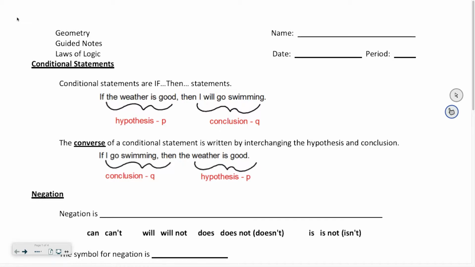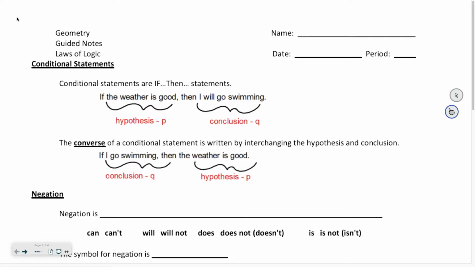A conditional statement is just a statement in the form if, then. A conditional statement does not have to be true. If your name is Miss Jackson, then you teach math. Is that true 100% of the time? No, because Janet Jackson does not teach math, right? So a conditional statement does not have to be true. It's just an if-then statement. That's the only thing that has to be, if-then.